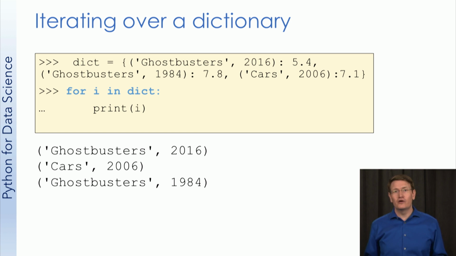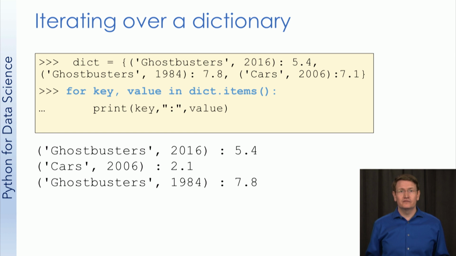Just like a list or tuple, we can also iterate over the elements in a dictionary by saying for i in dictionary. Here I'm printing all the keys. If you want to print both key and value, you'll want to do this. The call to dict.items returns a list of tuples with key and value. By saying for key, comma, value, I'm asking to split each tuple into a separate key and value. Then I print the key and value separately. I'm mainly showing this so you know how you might get either the key or the value or both.